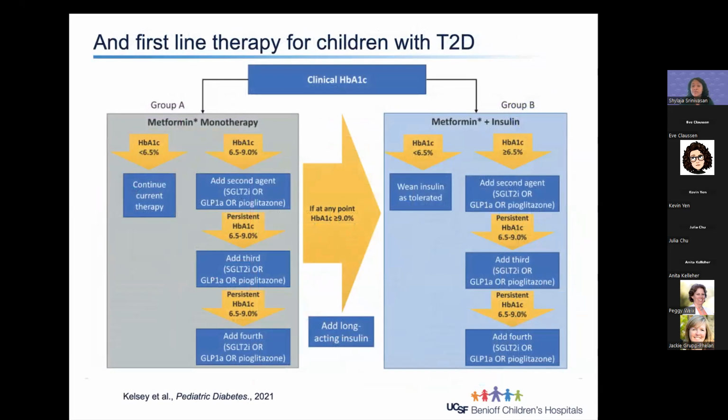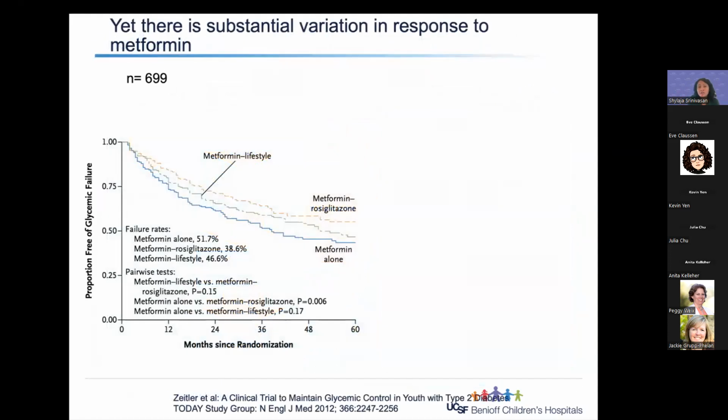And in children, metformin is the only FDA-approved oral medication. So currently in children, only metformin, insulin, and GLP-1 analogs are approved for the treatment of type 2 diabetes, and metformin still remains our only first-line treatment for the management of diabetes. And again, the foundation of diabetes treatment in children. However, there is substantial variability in how children or youth respond to metformin.